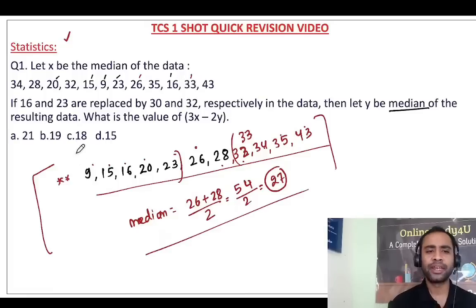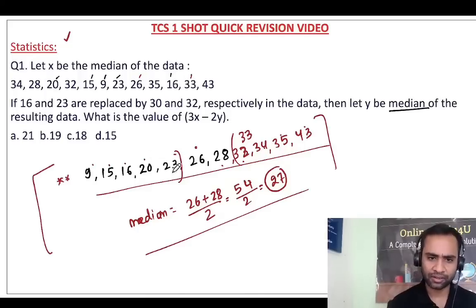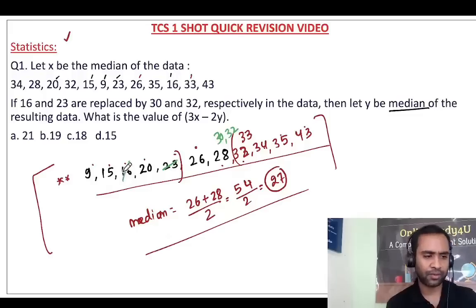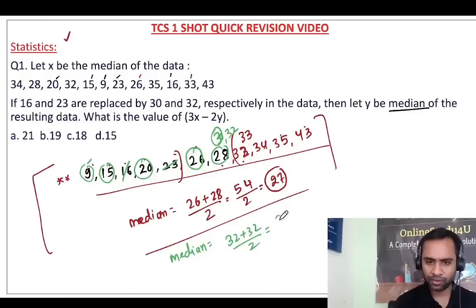Next, what they're telling: 16 and 23 are replaced by 30 and 32. So 16 and 23 you remove and you bring in 30 and 32, right? Now we have to calculate the median. So what will be the median now? 1, 2, 3, 4, 5, 6. So it is 32 plus 32 divided by 2. So it will be 32.